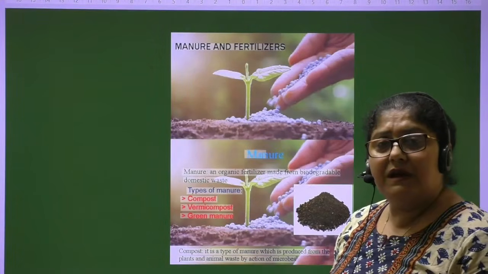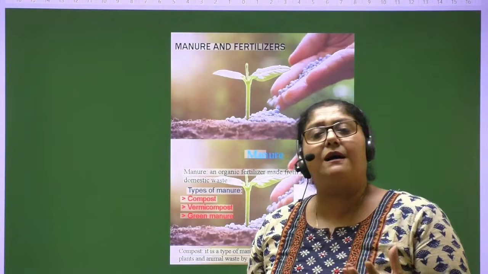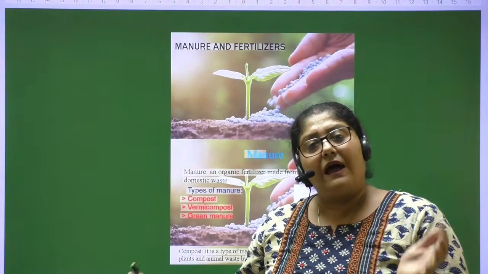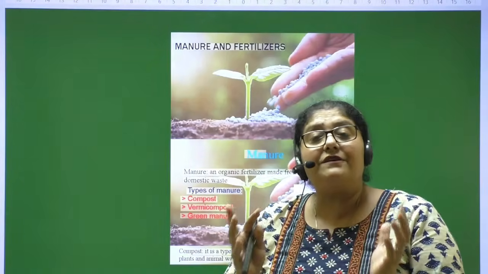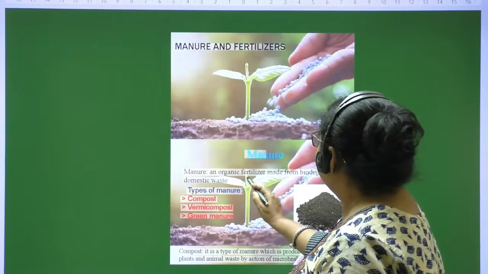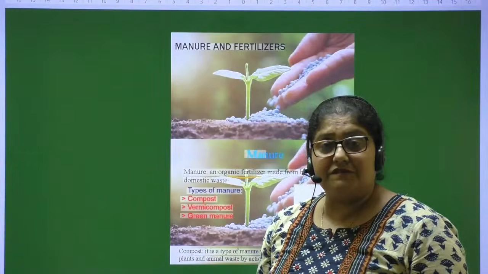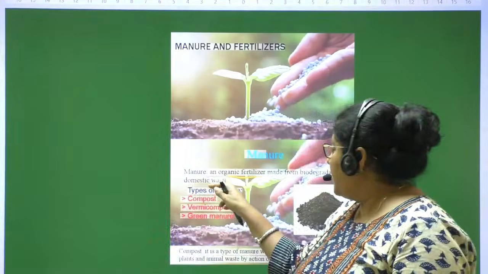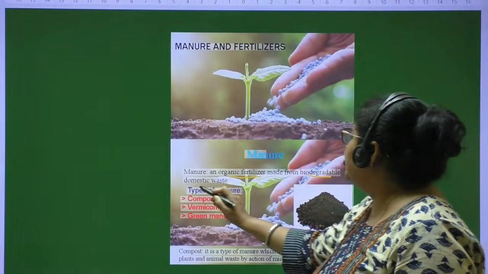Okay, so we'll see about this manure. What is a manure? It is an organic material. That means something which has come from a living source, maybe a plant source, maybe an animal source, and these have been piled up together, and a very fertile material is made, which is called manure. It is an organic fertilizer. Fertilizer means which improves the fertility of the soil and is organic in nature, nothing chemical about it, obtained from a living source, and it is made from biodegradable domestic waste.